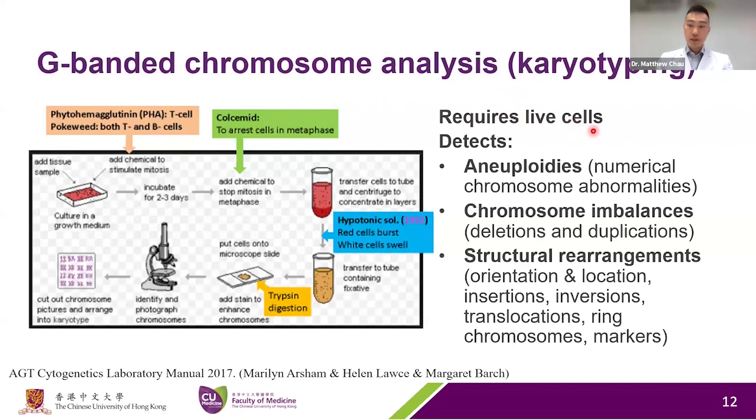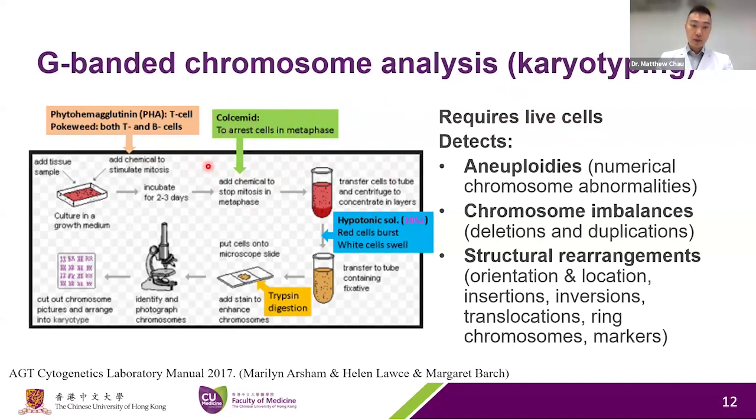So this requires live cells because we have to culture the cells in a controlled manner to arrest them at metaphase. And we want to arrest them at metaphase because this is when the chromatin, the DNA, is condensed into chromosomes, which we can then tell the banding.